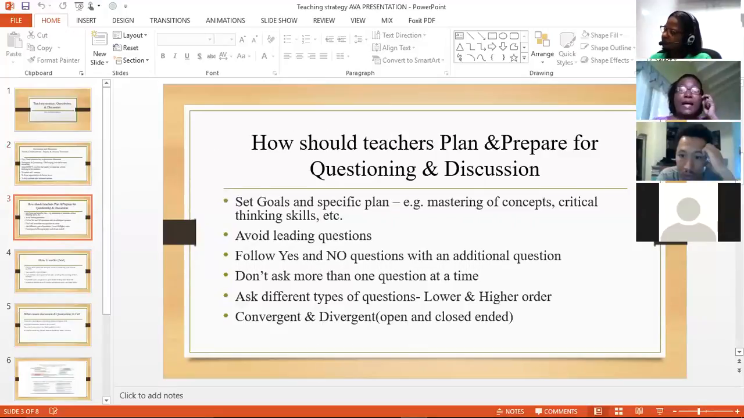How should the teacher plan and prepare for this? You want, as I said before, to start with a goal. I'm going to teach that lesson. What is the goal of that lesson?